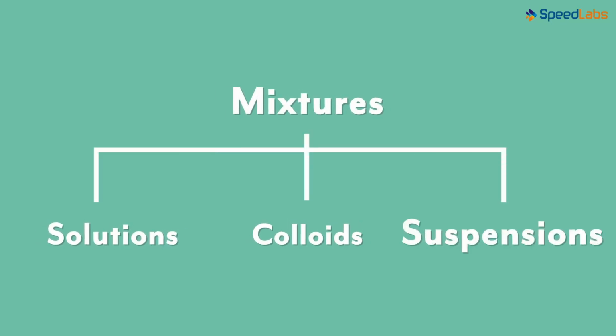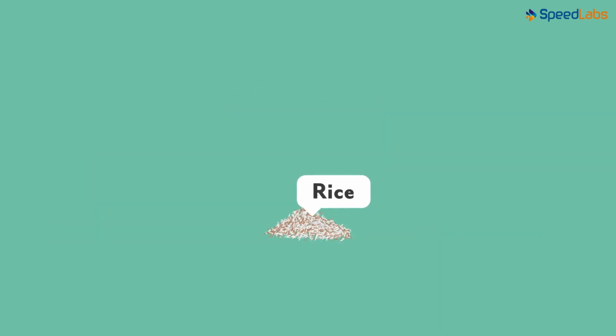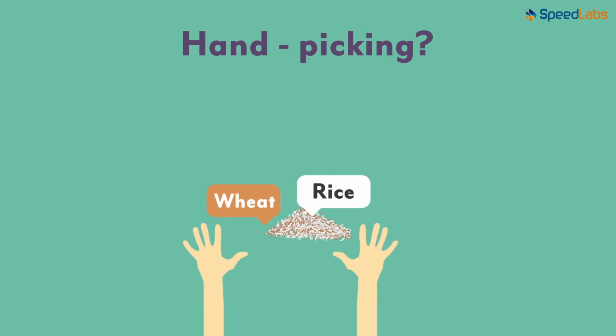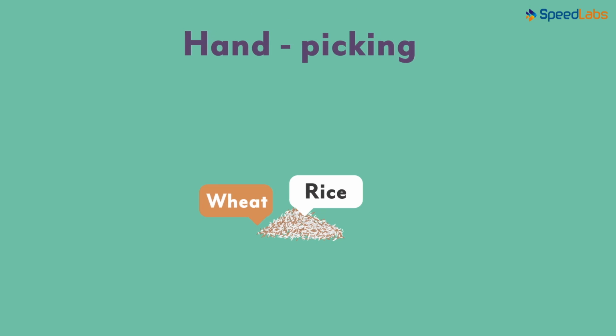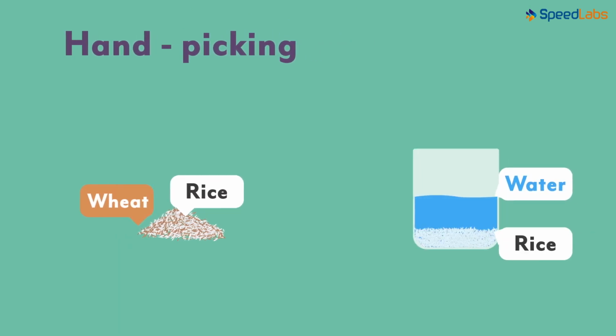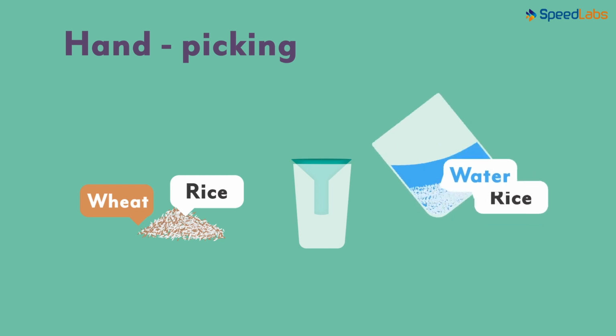We have learnt what mixtures are and also studied their types. How can I separate a mixture of rice grains mixed with some grains of wheat? Handpicking? Yes, I can handpick and separate the two types of grains. But how will I separate rice grains which are soaked in water? You may say use a filter.